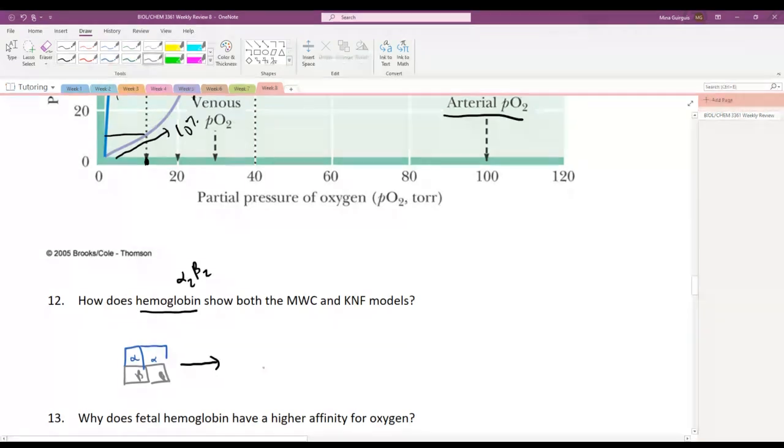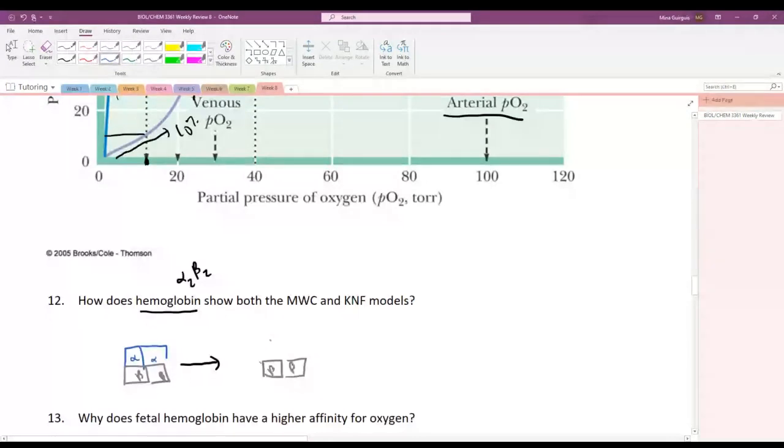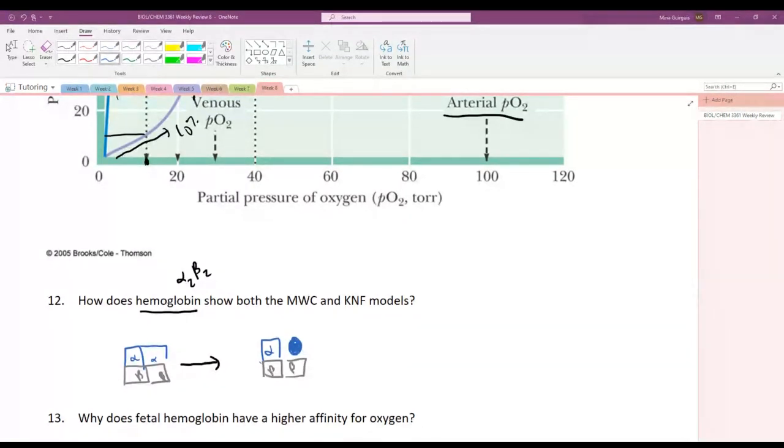Okay. Sorry, I apologize. I was trying to figure out the best way to draw this. Beta, beta. Okay. And this alpha subunit induces this conformational change. And the fact that I'm coloring it in tells me that it's bound to something. Okay.